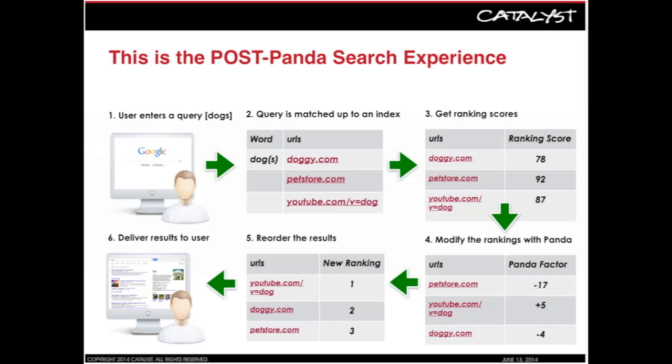It grabs the ranking score, but now there's a modification that happens to that ranking score, what we'll call the Panda factor. That's not what it's referred to in the patent, but for this case, we'll call it the Panda factor. And what that does is it adjusts the ranking score before those results are ordered and sent back to the user. And then based on that new modified ranking score, you have a different order of results. And in this case, YouTube.com ranked higher than Doggy.com and Petstore.com, so the list of search results are different. That's what the user is seeing after the Panda algorithm took place.